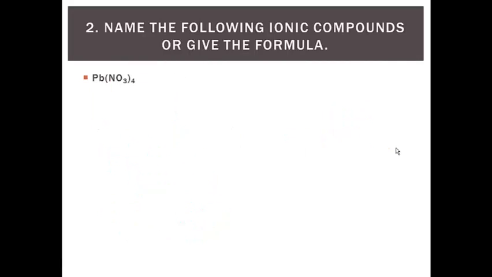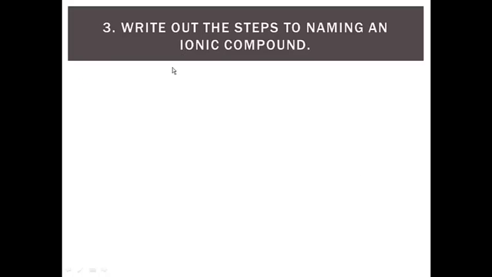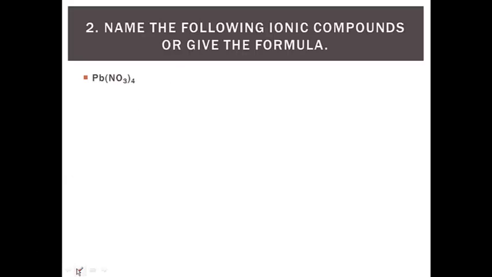Name the following ionic compounds or give the formula. This one is Pb(NO3)4. So once again, let's start with naming these guys. Pb is lead, and NO3 is nitrate.